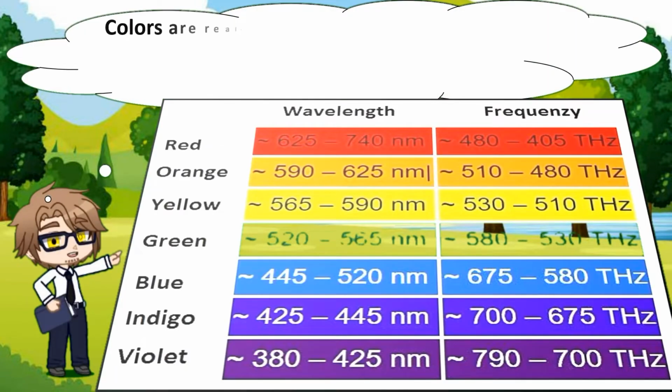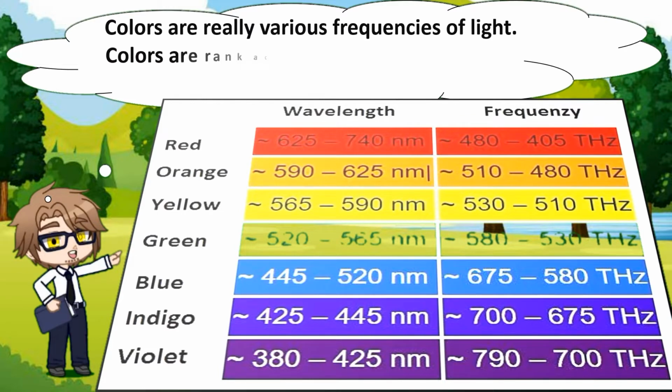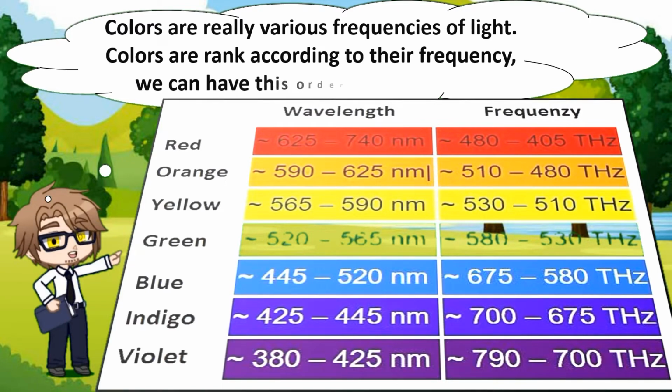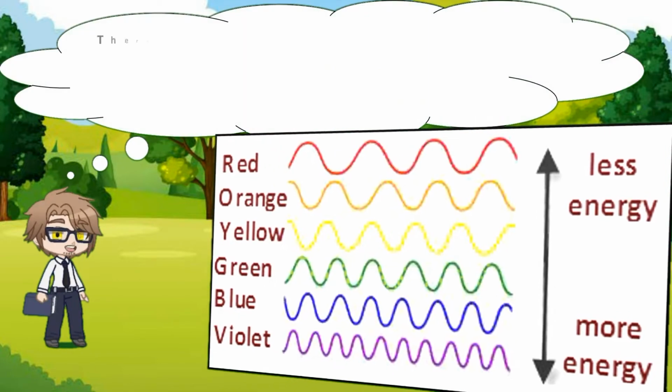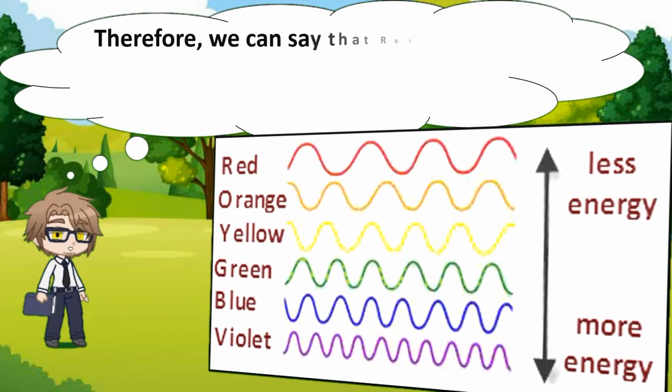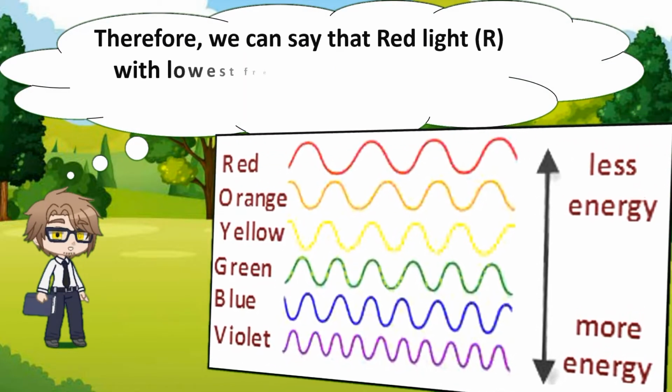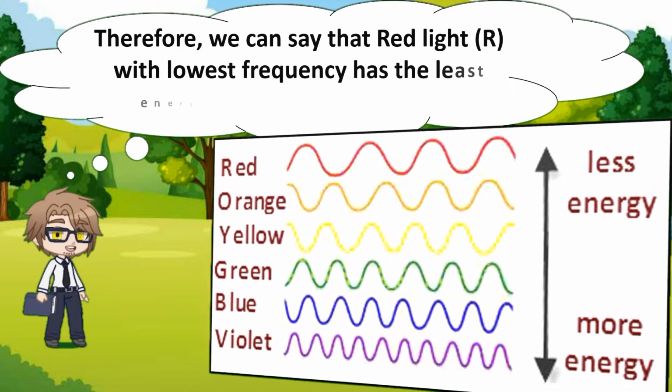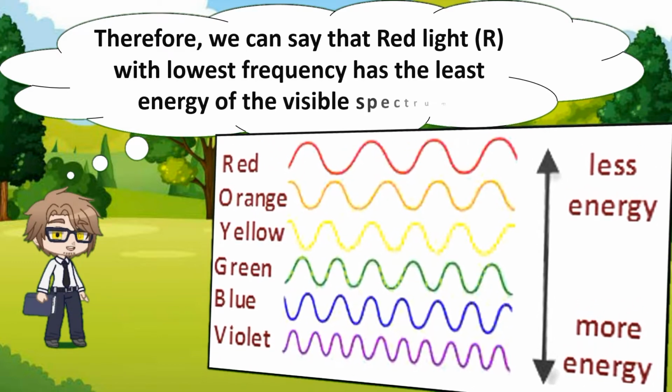Colors are really various frequencies of light. Colors are ranked according to their frequency. We can have this order, ROY G. BIV. Therefore, we can say that red light with the lowest frequency has the least energy of the visible spectrum.